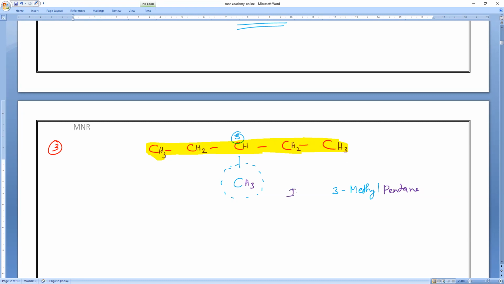Everybody has to do it. Make it quick. IUPAC name: 3-methylpentane.